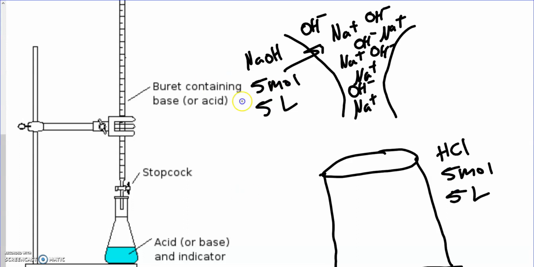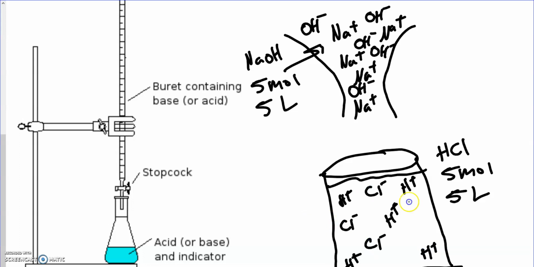The only reason I'm doing such large values is because I want you to actually see what's going on here. Most of the time, we're dealing with 1 molar or less, which is what these are, but with volumes of like 25 milliliters or 50 milliliters, not 5 liters. So if I have 5 moles of hydrochloric acid in a 5-liter solution, I'm going to have 5 hydrogens floating around. Again, strong acid, so it dissociates completely. And I'm going to have 5 chlorines floating around. Okay, so we end up with something along the lines of that.